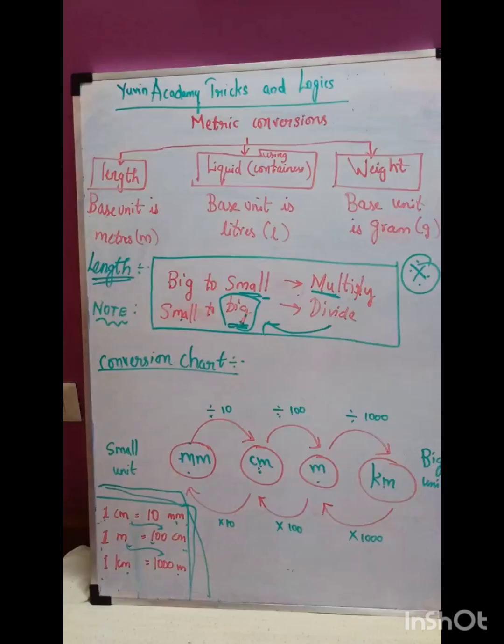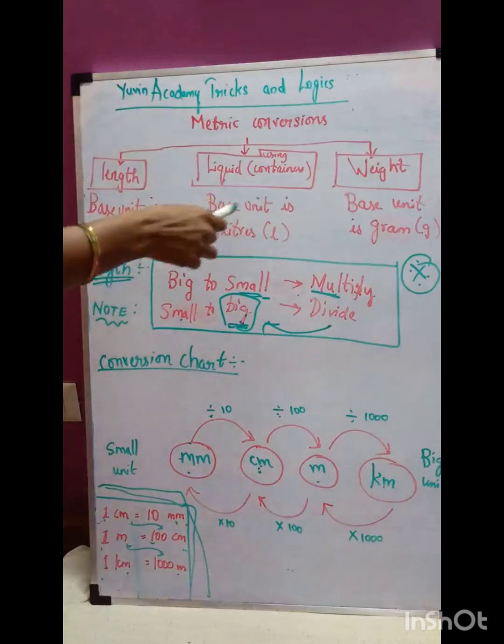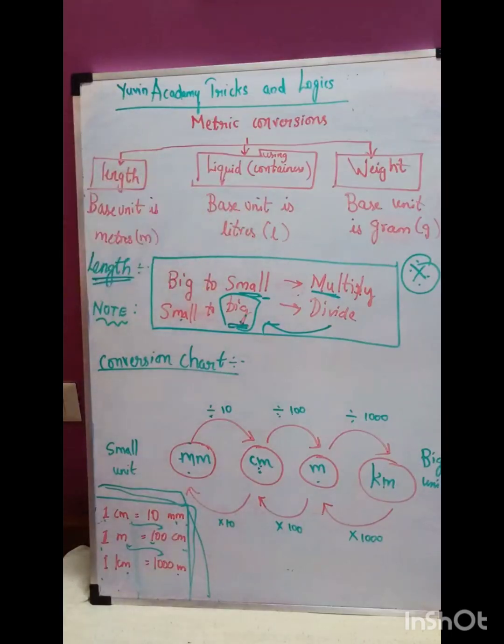The basic unit for liquid is liters. The unit values vary, but in weight, every conversion should be multiplied or divided by 1000 only. So there is no confusion in the weight section. The confusion comes only in length and liquid. But in this topic we are going to cover only length alone.